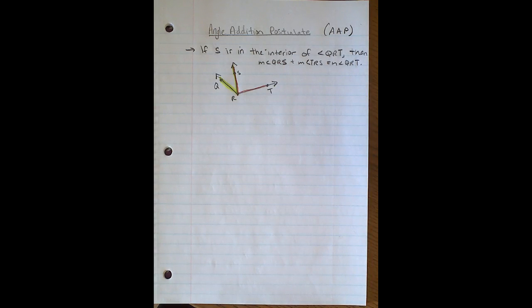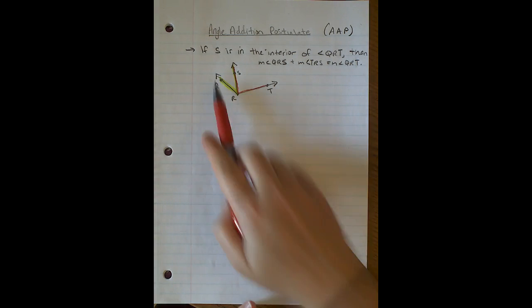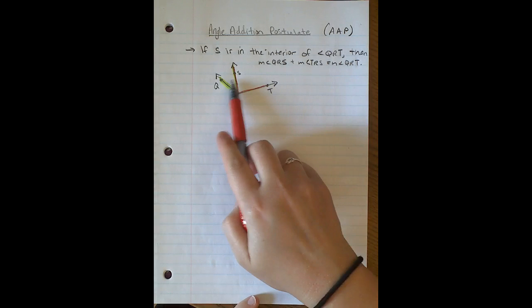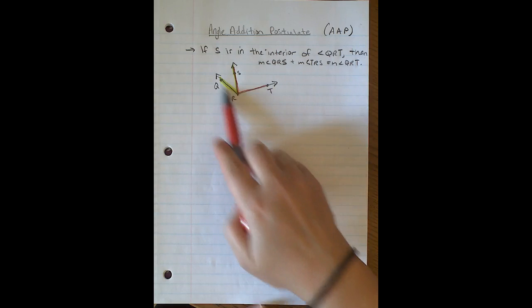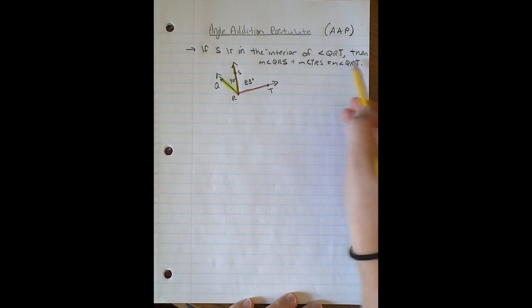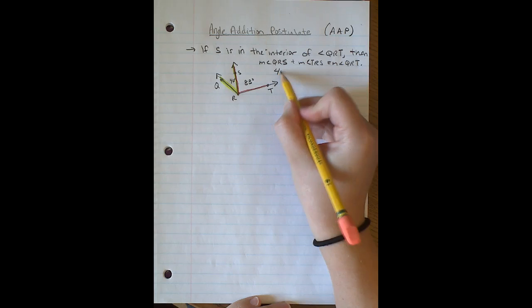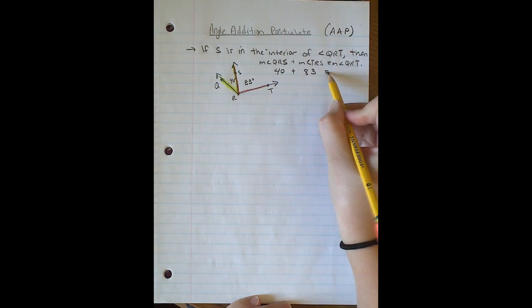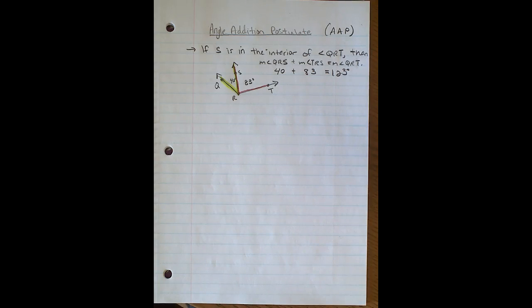So, long story short, if you have two adjacent angles, like we have here in this diagram, if you add their two measures, it will be equal to the total of the larger angle. Which makes sense, right? So now let's say that angle QRS is 40 degrees and angle TRS is 83 degrees. If I wanted to know the measure of angle QRT, I would simply plug these into my angle addition postulate, or basically just add them together, for a total of 123 degrees.